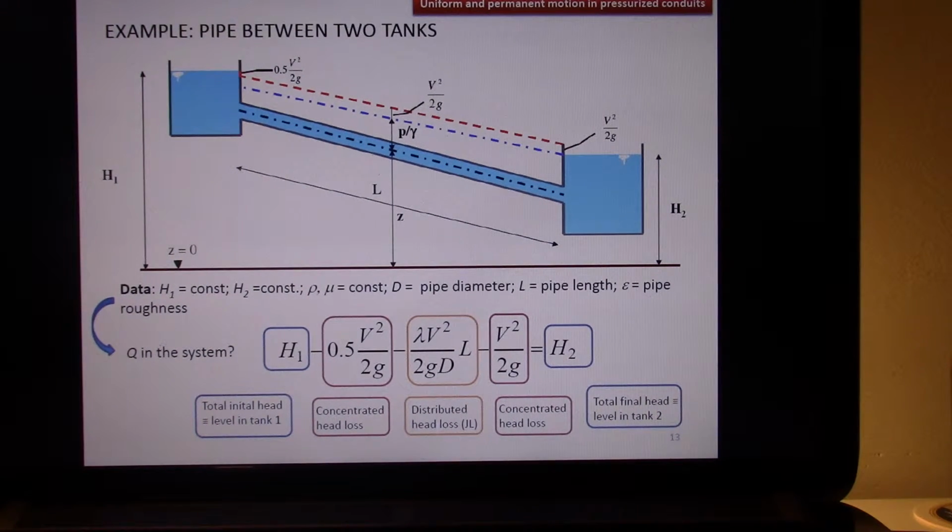Okay, now that we have seen how to compute the distributed losses along your pipe and the concentrated ones in a particular position of your system, we are able to define two kinds of problem. The first one is that, for example, we know all the geometrical parameters defining your system, and you want to compute the volumetric discharge that flows inside the pipe, and this kind of problem is called the verification problem.